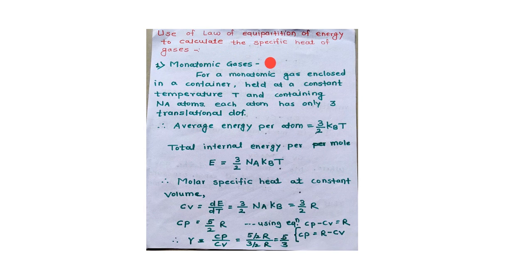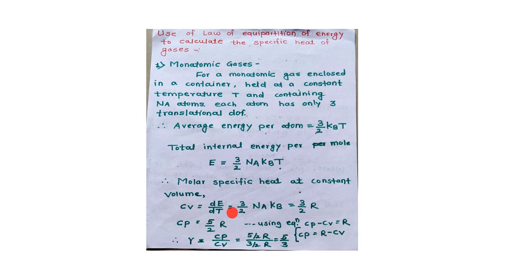Consider a monoatomic gas enclosed in a container held at a constant temperature T and containing Na atoms. Each atom has only 3 translational degrees of freedom. The average energy per atom is 3/2 kBT, and the total internal energy per mole is E = 3/2 Na kBT. Therefore, the molar specific heat at constant volume is Cv = dE/dT.